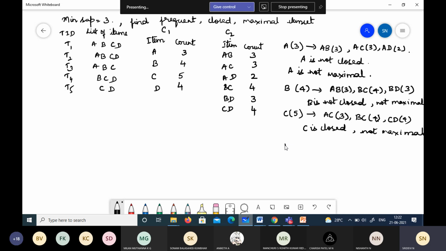What is the next item? D. Tell me now for this. We have AD, the immediate superset which contains D, that is AD. Then we have BD with count 3 and CD with count 4. Is it closed? Not closed. Is it maximal? Not maximal.